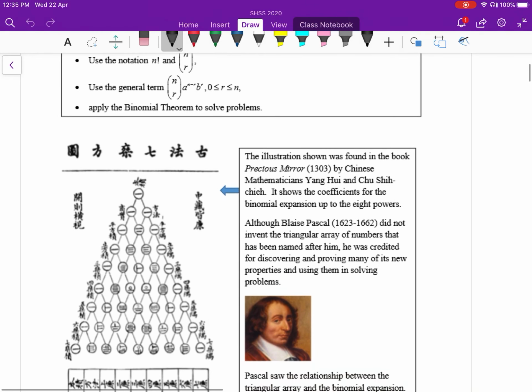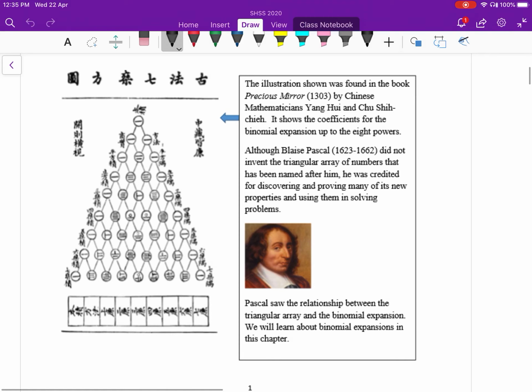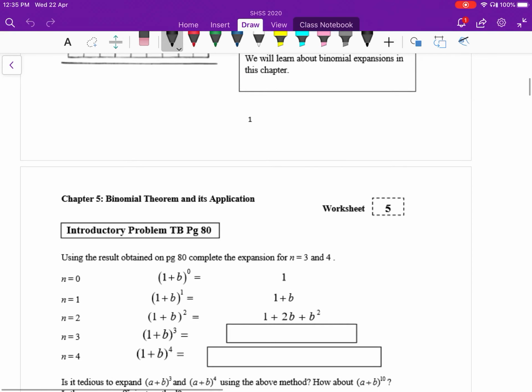Now, binomial theorem was invented by this guy called Pascal. He also invented pressure. If you remember, pressure is force over area, whose unit is the Pascal. It's named after himself. He's also the one that invented binomial theorem.